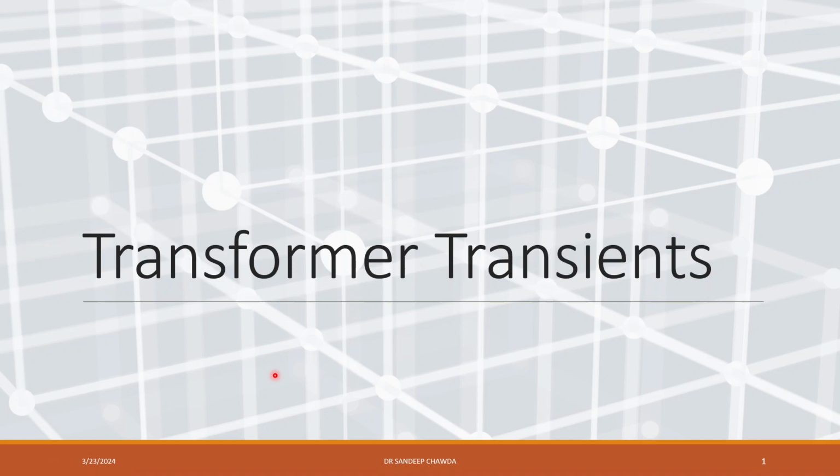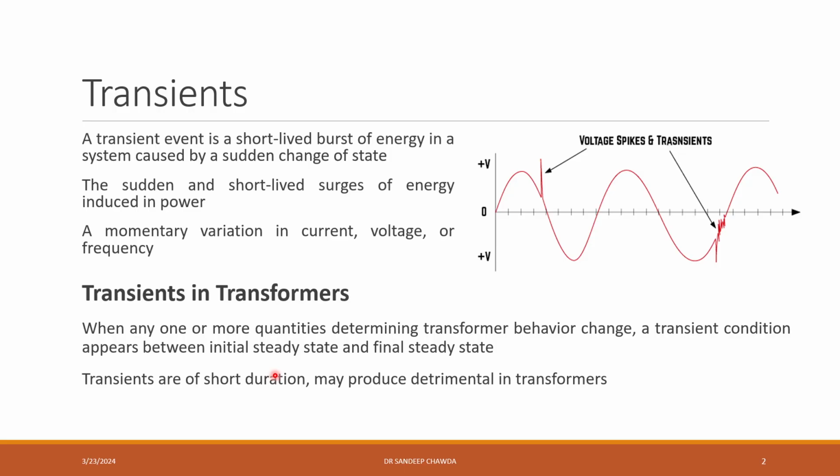In this video, we are going to quickly review transformer transients. Basically, transients are a short-lived burst of energy in a system which is caused by a sudden change of state. So for this particular diagram, we can see there is a transient that is due to the sudden change in state of the system. In case of transformer, if there is change in current, voltage or frequency, and it should be the sudden change, so there is possibility of transient in transformer between its initial and final steady state.